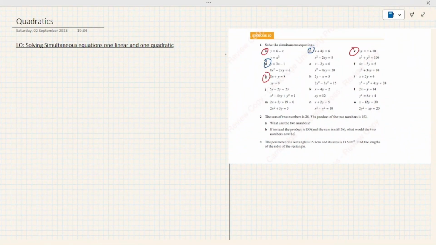Simultaneous equations, and I'm going to do the ones that are marked red. The ones that are marked red are the ones we're doing today.